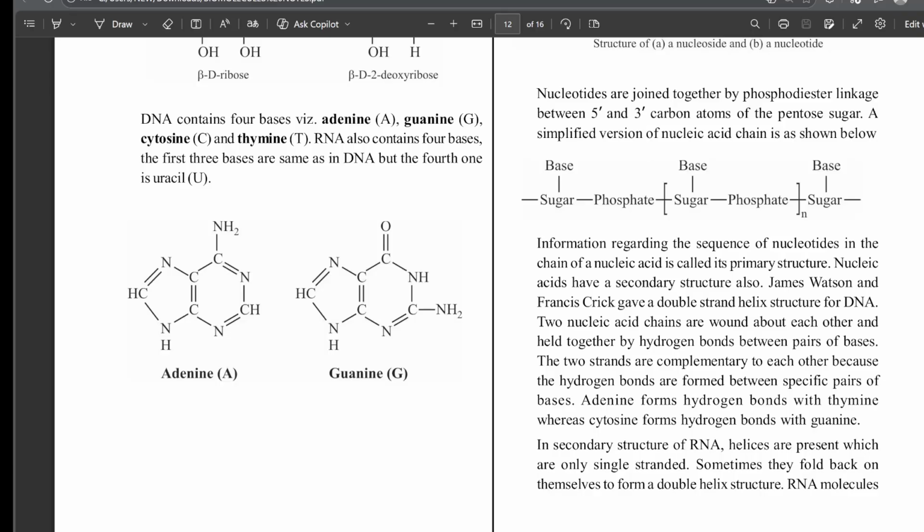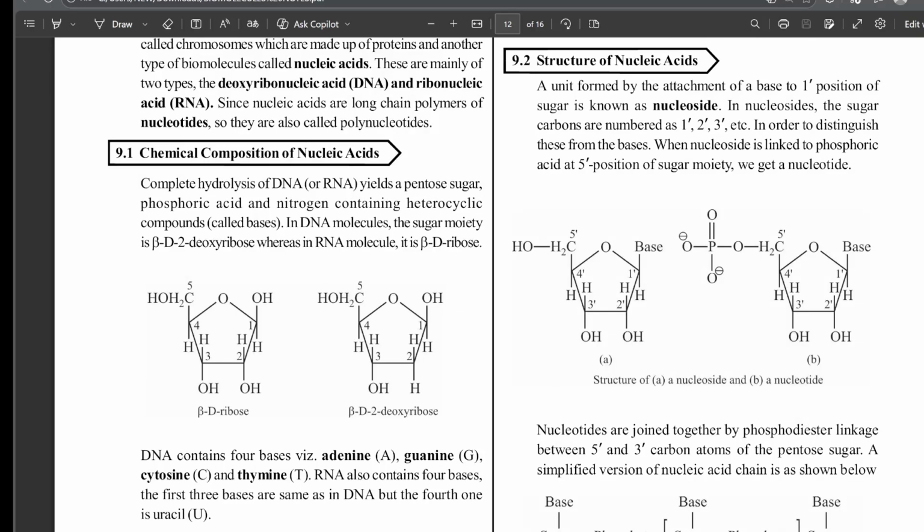The structures are not important from your examination point of view. You just need to remember the names of the bases. Now the structure of nucleic acids.